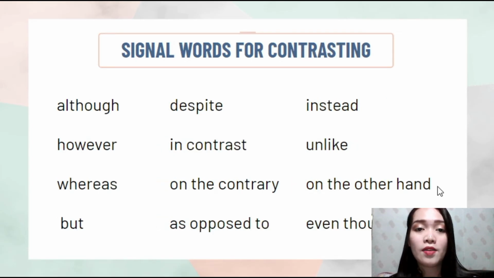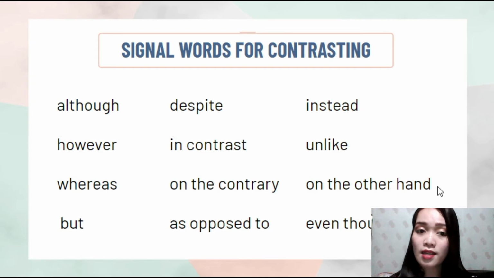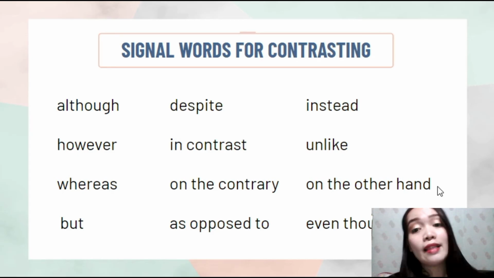Next, these are the signal words for contrasting. When we say contrasting, you tell how the two objects or things or people are different. So we have the words although, however, whereas, but, despite, on the contrary, and so on. Let's use the word unlike.